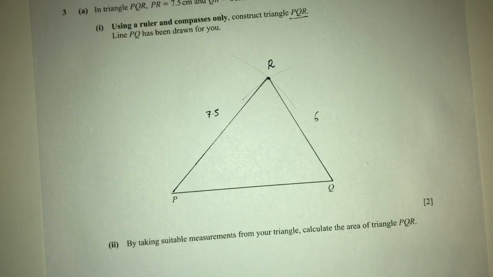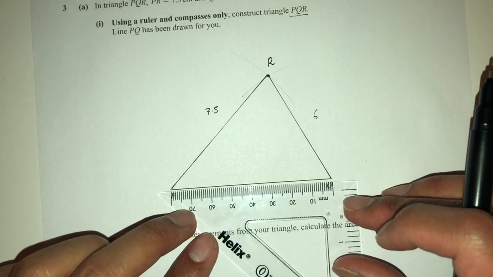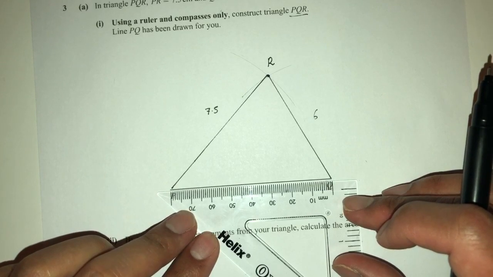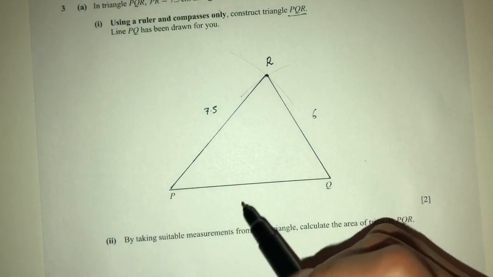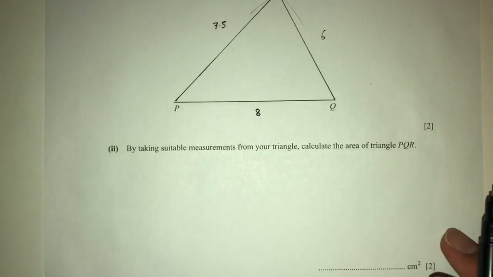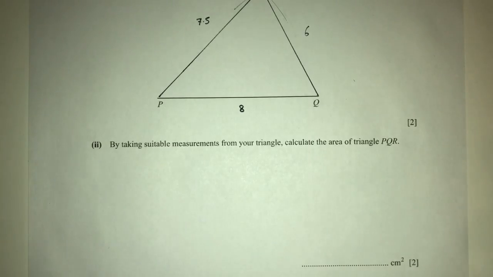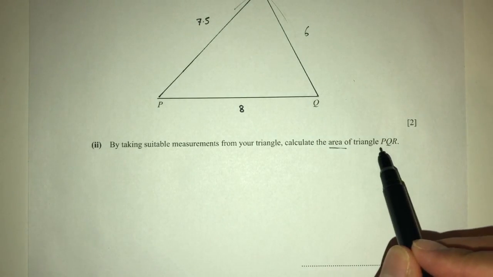Now one thing here we can try is, let's measure this length. What is the length of PQ? So according to the scale, it shows to be 8. So 8 centimeters for the length of PQ. Okay, so now for part 2, by taking suitable measurements from your triangle, calculate the area of triangle PQR.